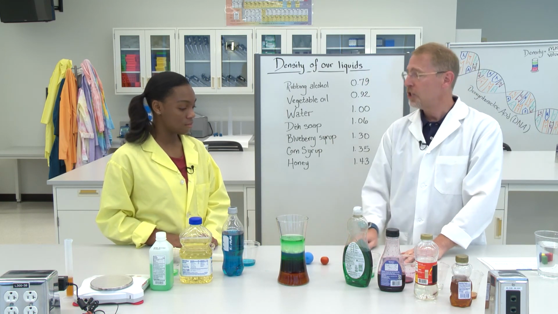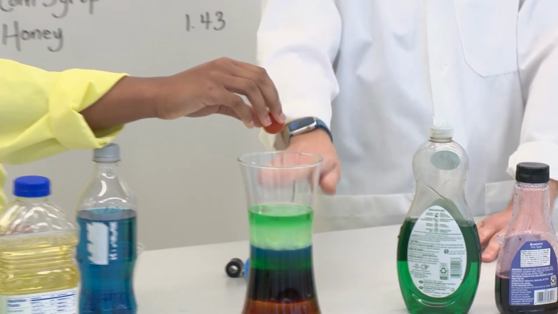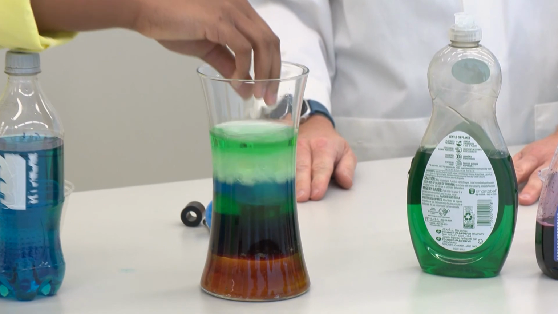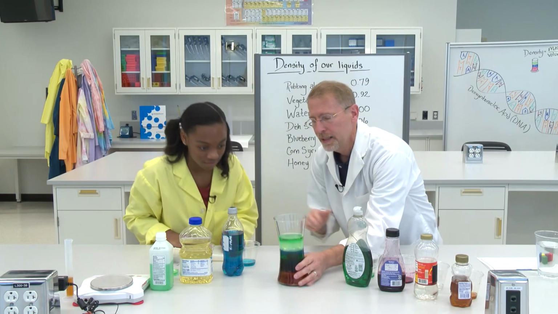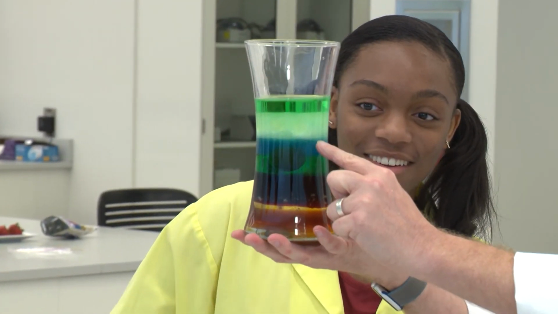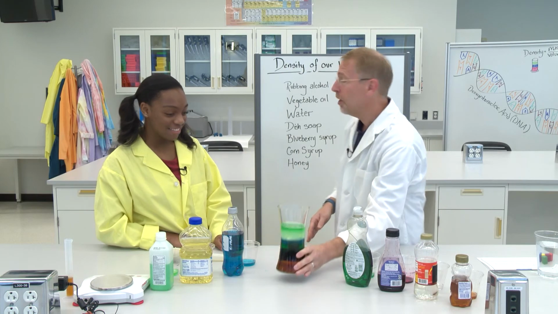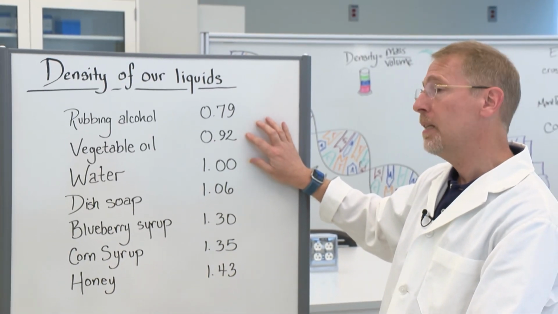So why don't you take that cherry tomato and drop it straight in. Go a little closer to the surface. All right, now drop it in. Let's see where it goes. It's a little tricky to see, but it is actually right here between the dishwashing liquid and the water. So if we look over here, our cherry tomato's density is between these two.